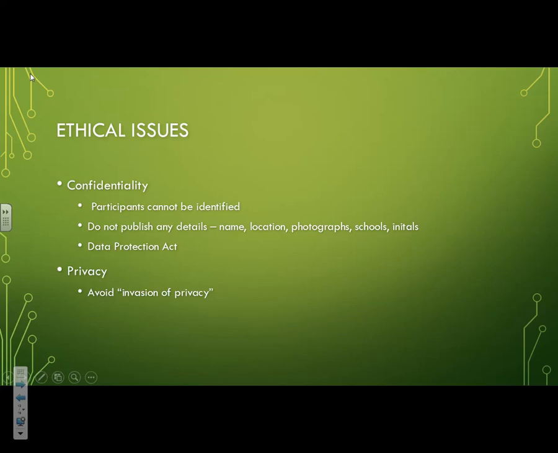privacy, you must avoid invasion of privacy. So you must avoid invading their privacy and not letting them control the flow of the data. These are really similar, but it's really important that you keep them separated. Confidentiality is all about participants not being able to be identified. Privacy is all about, for example, the way you could only be observed.